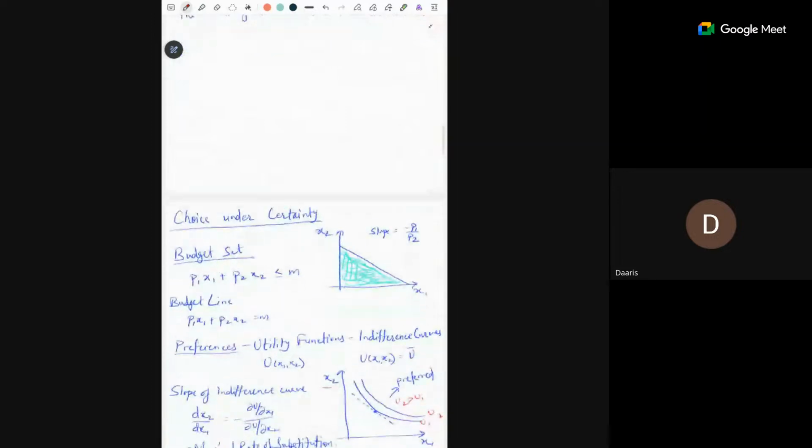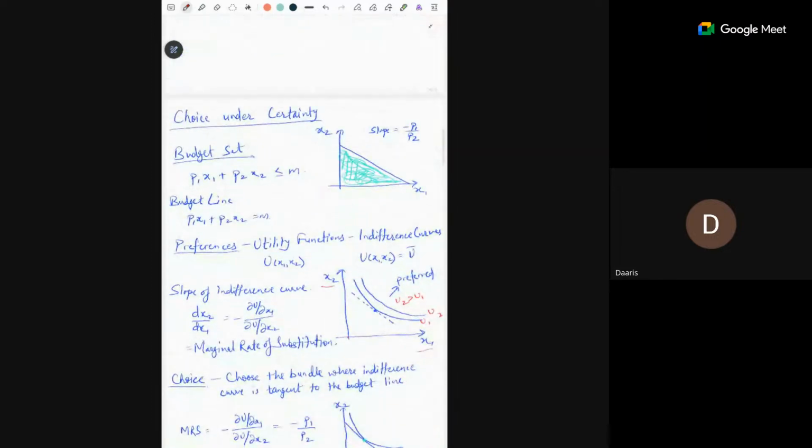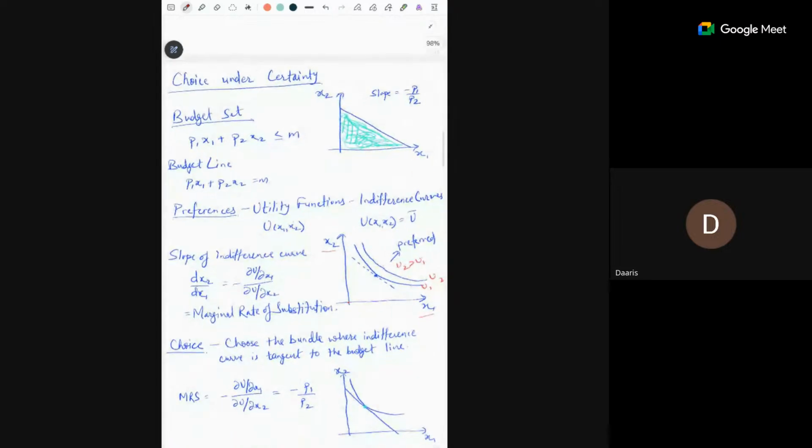Now in week 6, we started our discussion regarding choice theory. Choice theory means how an individual makes decisions or choices. We have discussed this part in our previous live sessions also. First we will discuss the situation where there is certainty in the environment, that means the things, like income and prices, are known to you.